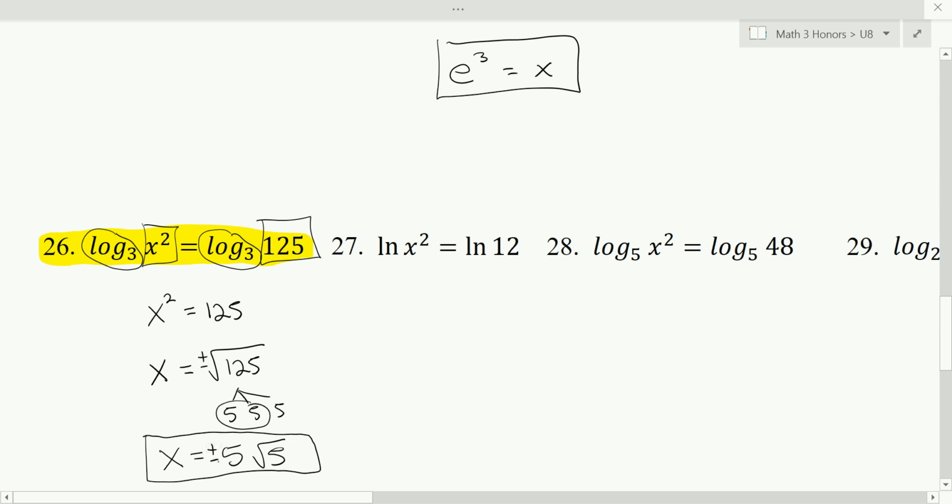The reason is the argument has to be greater than 0. And if I plug a negative in there, I'm still squaring it. So I can accept x could be negative. It's the argument that can't be negative. So I do want the plus or minus.